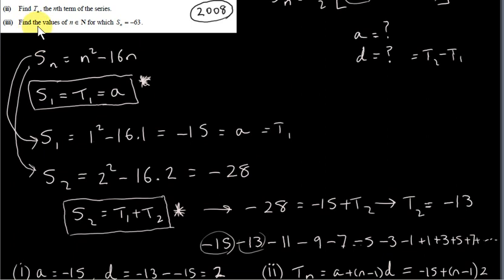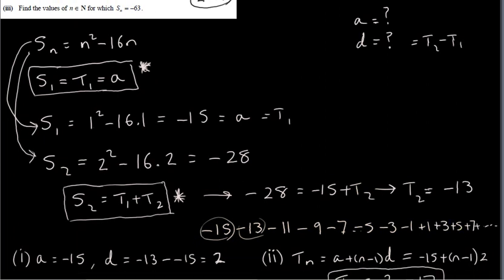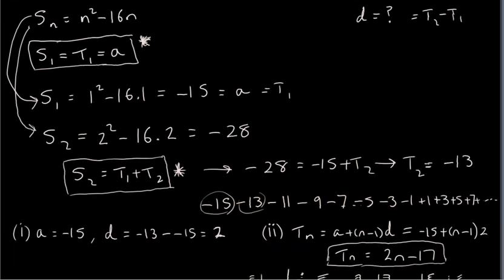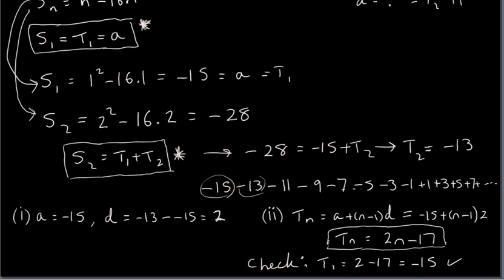In the next part of the question, we want to find the values of n. N is, of course, a natural number. Capital N just means a natural number. It's one of the positive counting numbers, or integers, for which S sub n, the sum of the first n terms, is minus 63. Well, I've written out the series here. So we want to find out how many terms do we need to take so that the sum is minus 63. Well, we could do that by just inspecting the series. Or we could also solve an equation.